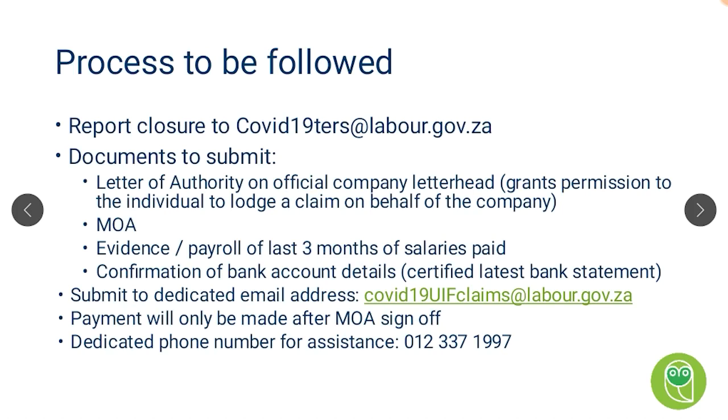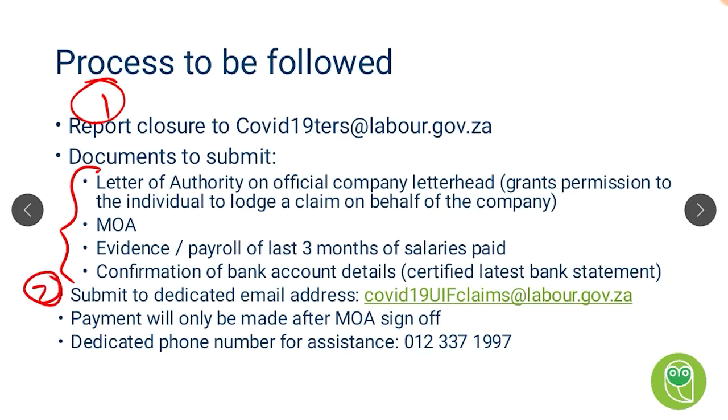The process to be followed: firstly, you need to report the closure to COVID-19TERS@labour.gov.za. Then you need to submit documents. So documents that you need to submit: firstly, letter of authority on an official company letterhead that basically gives that person the permission to lodge a claim on behalf of the company. An MOA, I'll show you an example of what that looks like just now. Evidence or payroll of the last 3 months of salaries paid, and then confirmation of bank account details, certified latest bank statement.